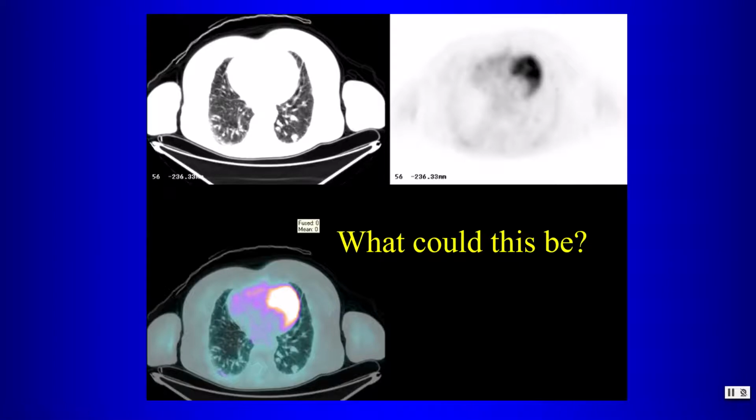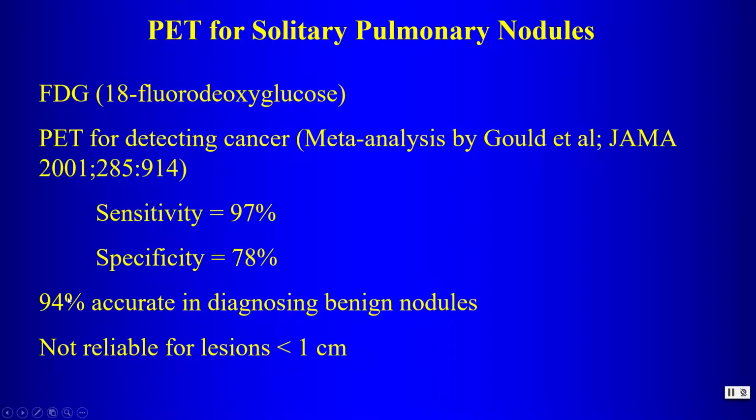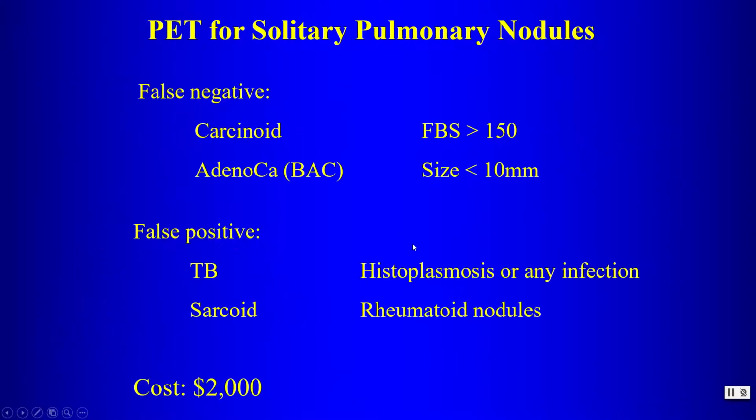But are there lesions that can give you false negative PET scans? And here the answer is yes. A carcinoid tumor can give you a false negative PET scan, and bronchoalveolar carcinoma, which we'll also discuss in a few minutes, can also give you a false negative PET scan. So PET is pretty good for evaluating solitary nodules, for determining whether they're benign or malignant, about 94% accuracy in diagnosing. Not reliable though for lesions less than 1 centimeter. So for very small nodules, PET is not reliable.